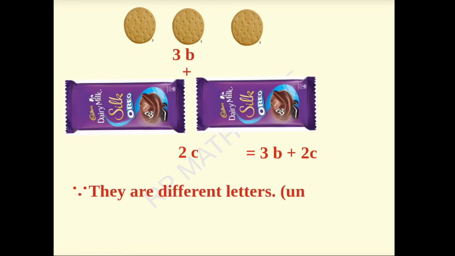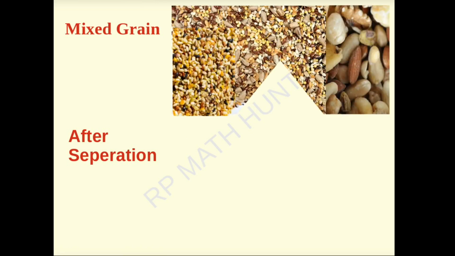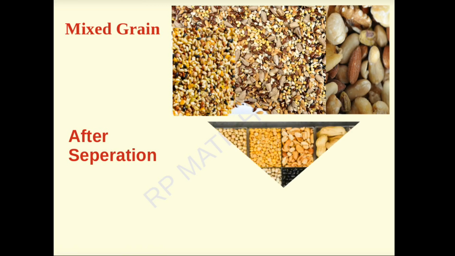Now, my dear children, observe 2 figures on the screen. Mixed grain means every grain is intermixed with one another. Now, after separation, how does it look? Yes, it looks wonderful.